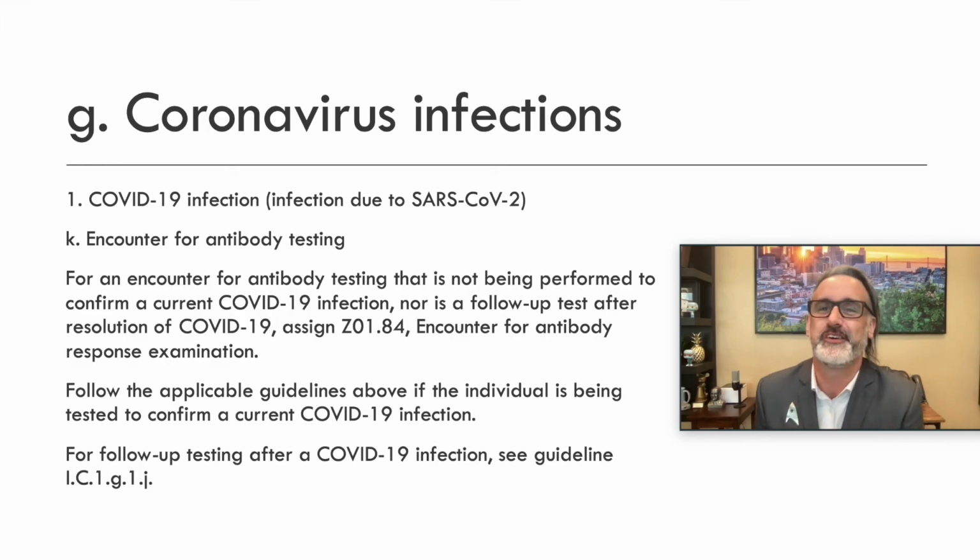And the last part here for COVID-19, encounter for antibody testing. For an encounter for antibody testing that is not being performed to confirm a current COVID-19 infection, nor is a follow-up test after resolution of COVID-19, assign Z01.84, encounter for antibody response examination. Follow the applicable guidelines if the individual is being tested to confirm a current COVID-19 infection. So, translation: if the reason for the antibody testing is not due to COVID-19, then we would just use the Z01.84 code, encounter for antibody response examination.